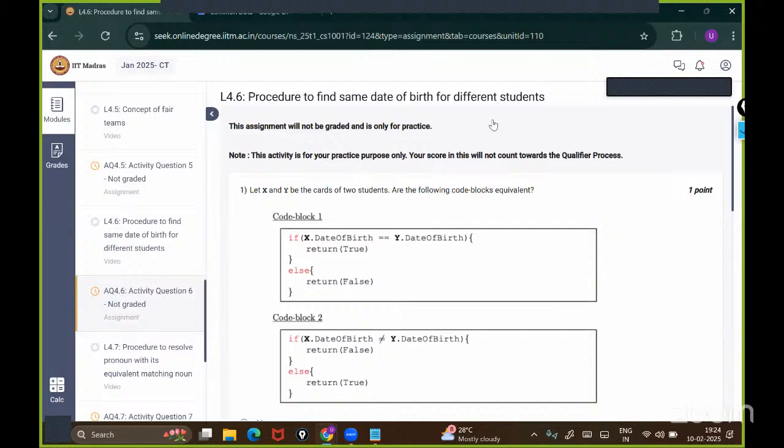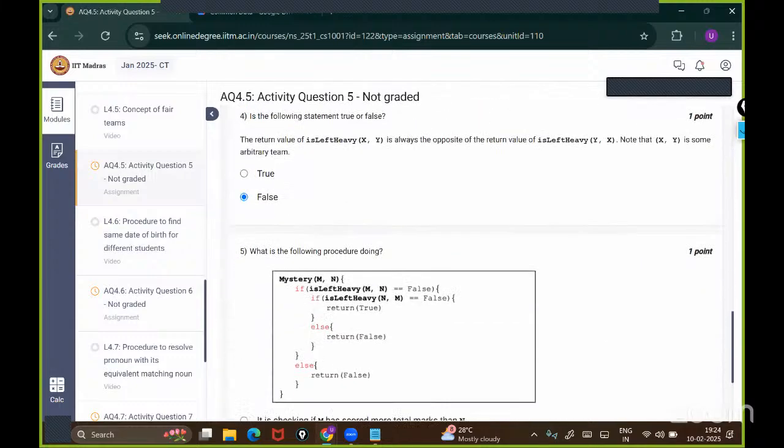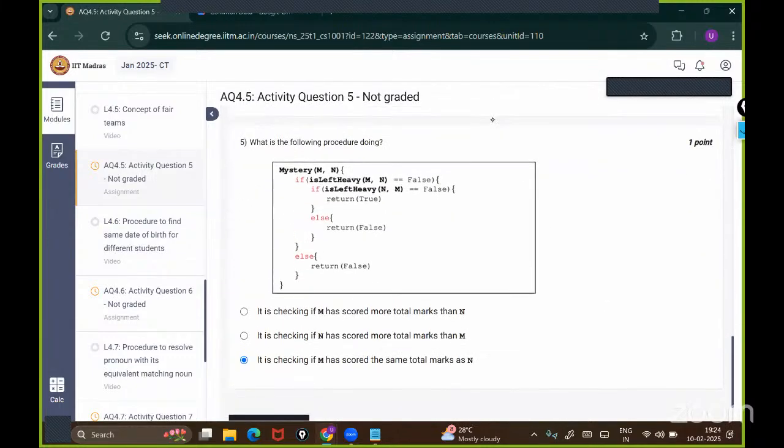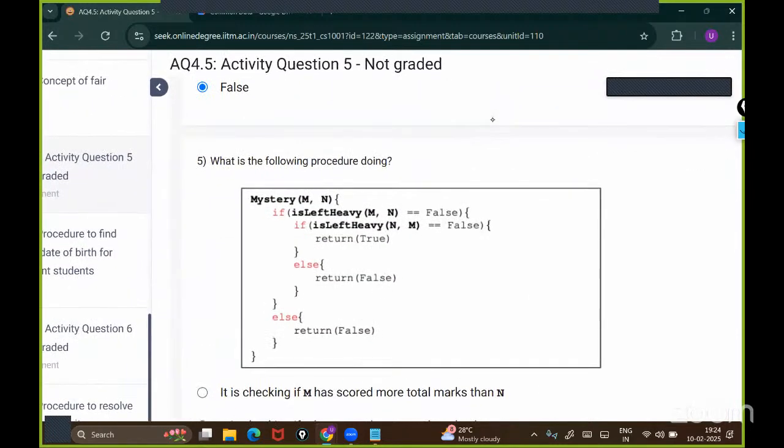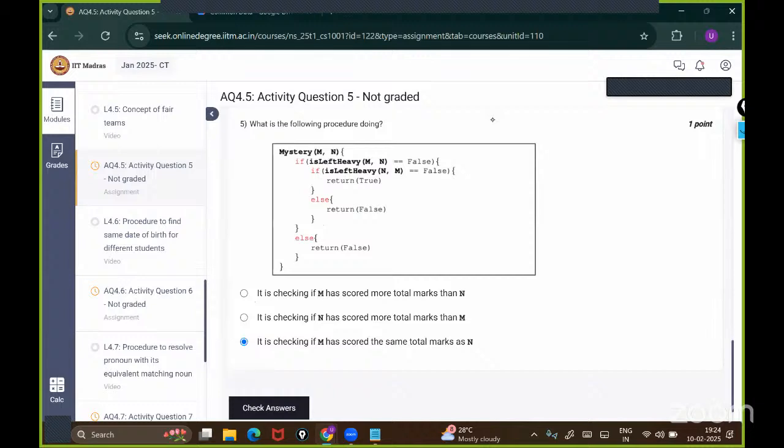Ma'am, I left out. Sorry, can you repeat again? Last question. Yeah, sure. Solution only in short. Okay. So the last question is, when will both the like is left of m comma n and n comma m have to be false? If that is the case, it has to return true or else it has to return false, whatever the condition is. So which of the options is correct?